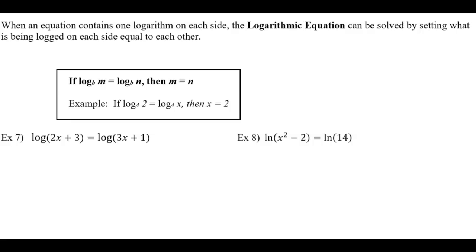Okay, example 8. Actually, you know what? I think I'm going to have you do this one on your own. This one's pretty easy. It's pretty similar to example 7. So go ahead and do this one on your own. Natural log of x squared minus 2 equals natural log of 14. Once again, not for a grade, just do your best and then submit your answer.